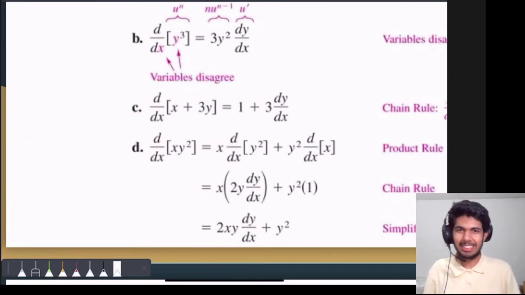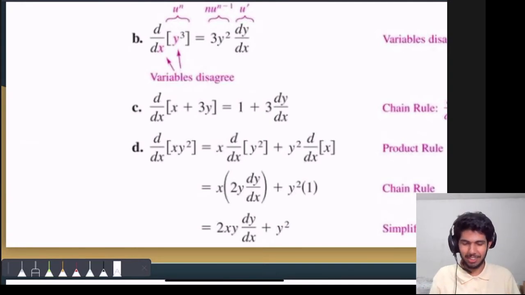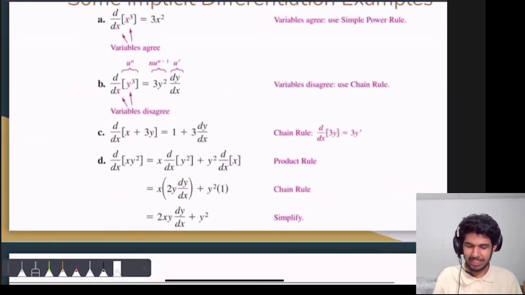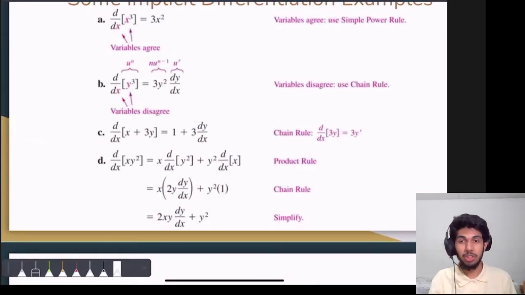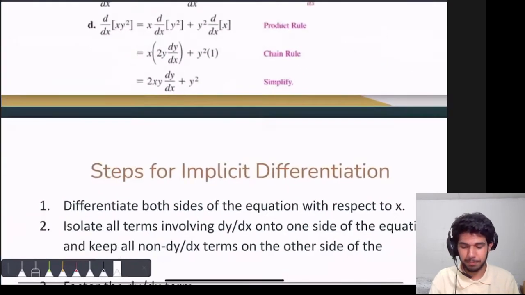All right, so hopefully it's starting to clear up. The main thing is when we see a y and we're taking the derivative of it with respect to x, that usually means we need to throw a dy/dx term in. We just need to do it correctly.